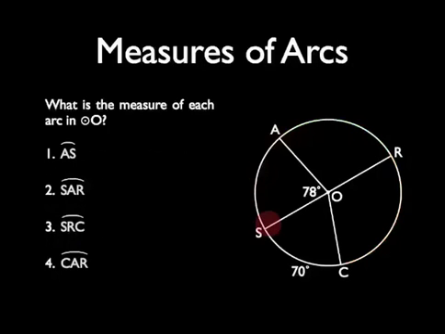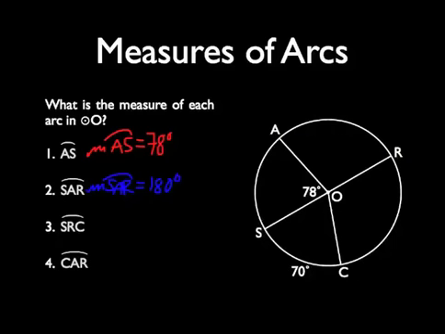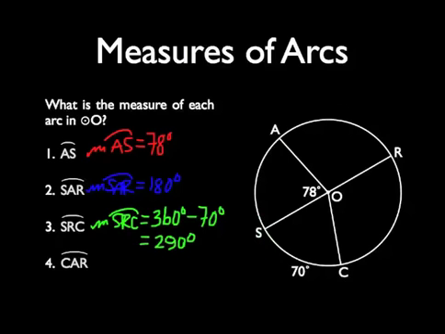So the measure of arc AS is going to be the same as its central angle, so that's 78 degrees. The measure of arc SAR, you will notice that segment SR is a diameter, so arc SAR is a semicircle. The measure of arc SAR has to be 180 degrees. The measure of arc SRC, that's this major arc starting at S, coming clear up around the circle down to C. Well, that's a major arc, so we will take 360 minus the corresponding minor arc, which is 70 degrees. So therefore, the measure of arc SRC is going to be 290 degrees.